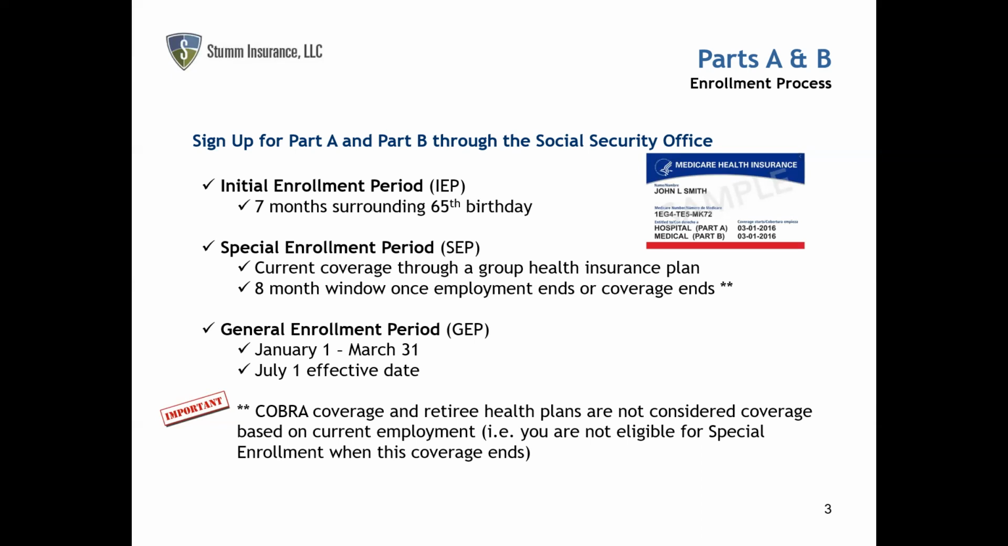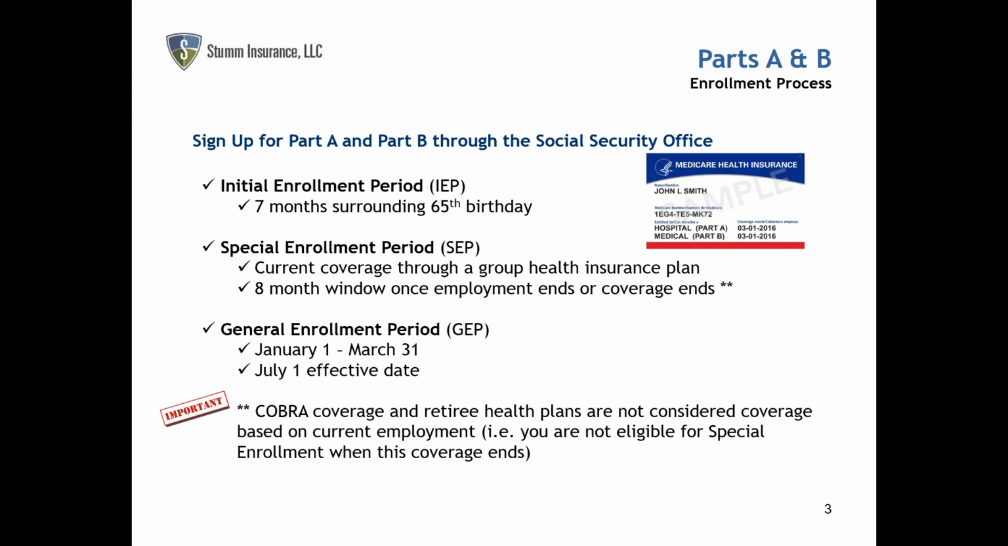If that coverage ends, so say you retire, or say the annual enrollment comes up and it ends up being really expensive to stay on your company plan, if that coverage ends at any time, then you're eligible under what's called a special enrollment period to sign up for Medicare Part A and or B, depending on if you've signed up for any part of it or if you just were waiting to sign up for your Part B coverage.